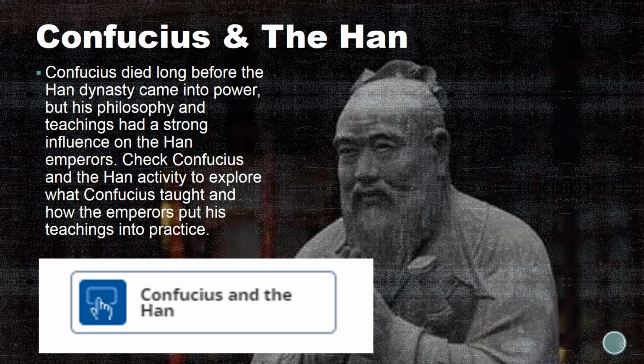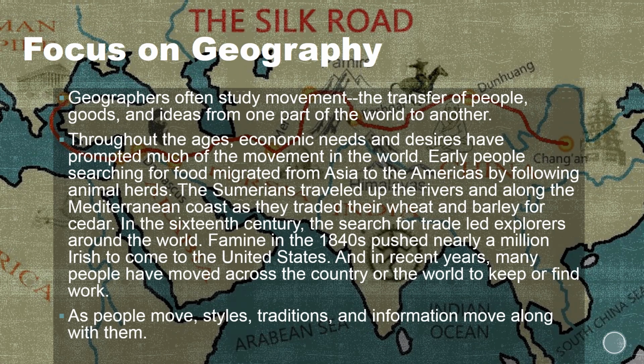And then you'll take a look at Confucius and the Han, because Confucius died long before the Han Dynasty came into power, but his philosophy and teachings had a strong influence on the Han emperors. So you're going to click on the activity on this page and check Confucius and the Han activity and explore what Confucius taught and how the emperors of the Han Dynasty put his teachings into practice. And like I said, this lesson is packed with great information.